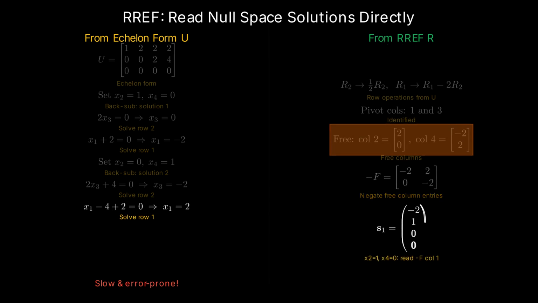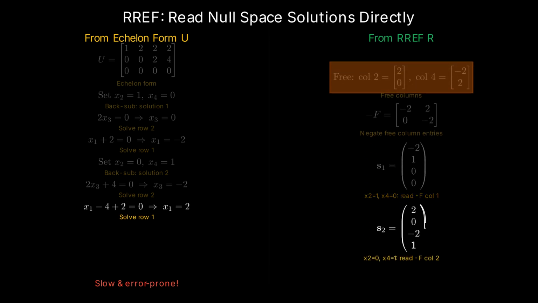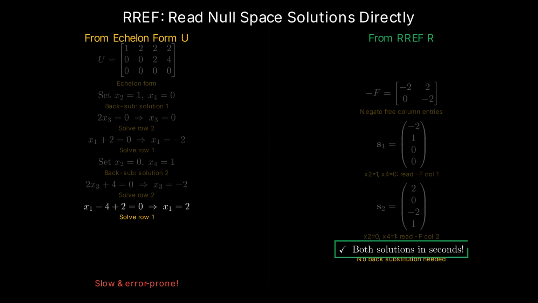For the first special solution, set x2 equal to 1 and x4 equal to 0. Reading off the negated free column, 2 gives x1 equals negative 2, and x3 equals 0. That's the vector negative 2, 1, 0, 0. For the second special solution, set x2 equal to 0 and x4 equal to 1. Reading off the negated free column, 4 gives x1 equals 2, and x3 equals negative 2. That's the vector 2, 0, negative 2, 1. Every special solution was already sitting inside the matrix waiting for you to read it. That's the power of RREF.